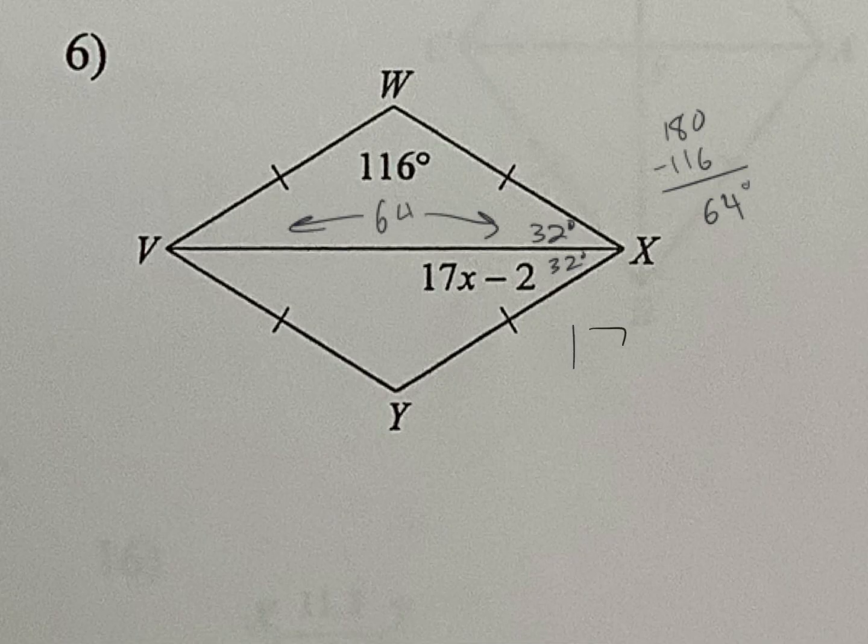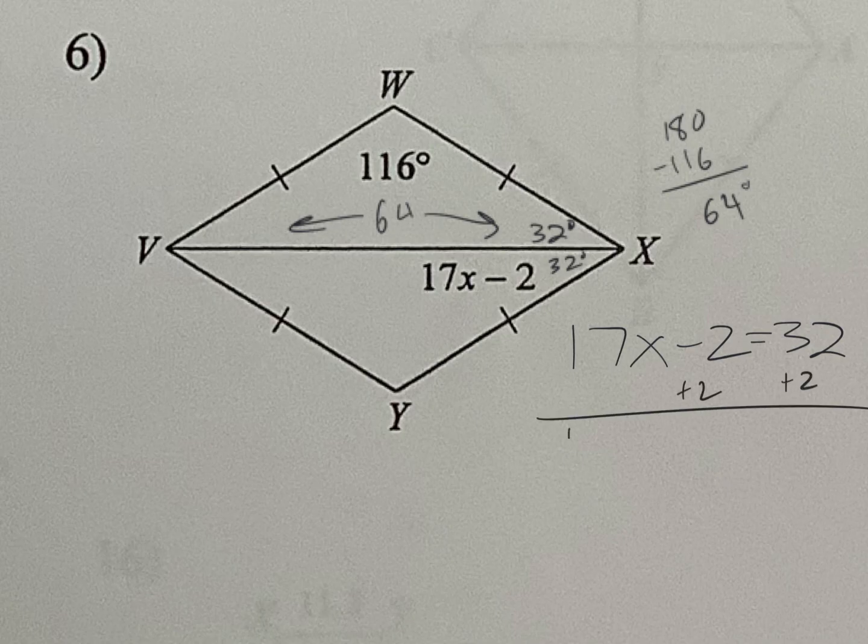So that means 17x minus 2 is equal to the 32 degrees. And now you just do your algebra and solve. So add 2. 17x equals 34. Divide off the 17, x equals 2. Pause it when you need to.